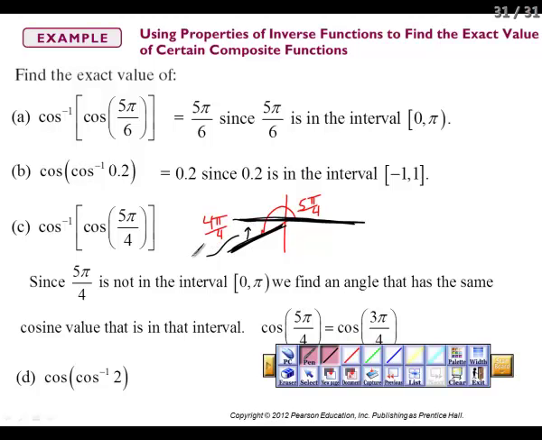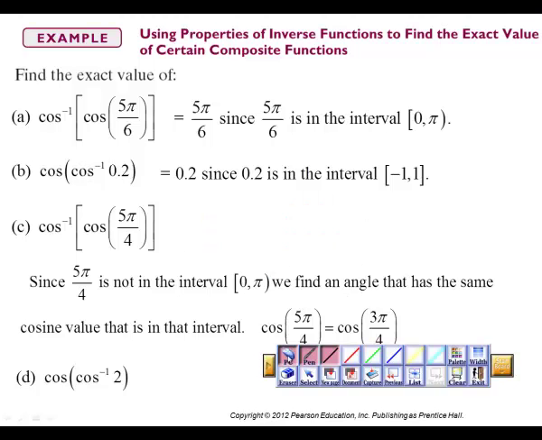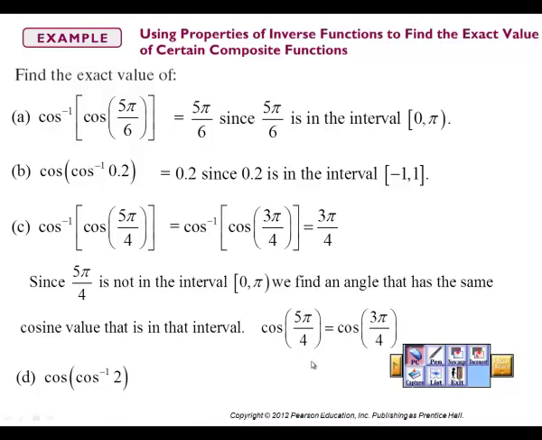If we can find that angle, then we could use that within our domain, and that would be the same value as if we were in quadrant 2 for cosine. So that would be pi over 4. So 5 pi over 4 minus 4 pi over 4 gives us just pi over 4. And so we could see here that that would be the same thing as 3 pi over 4.